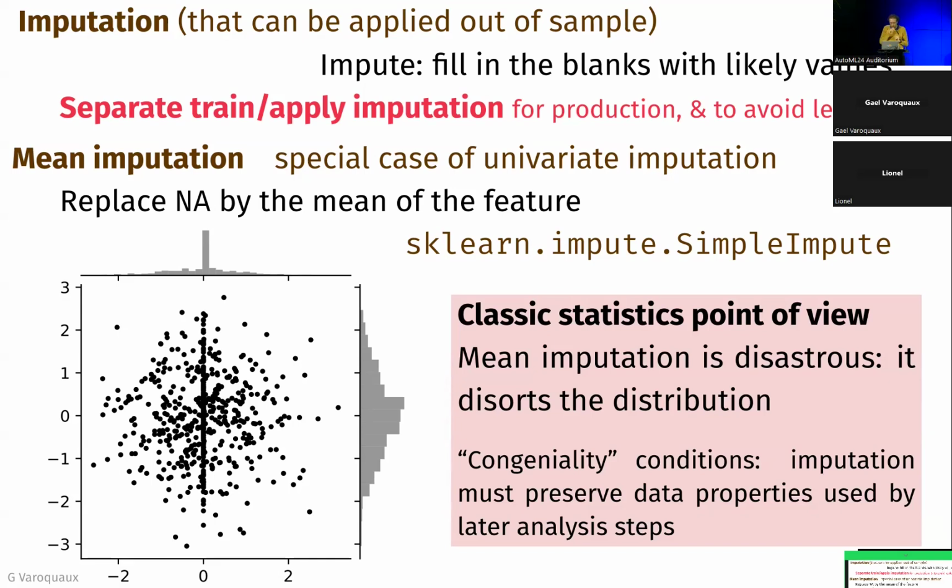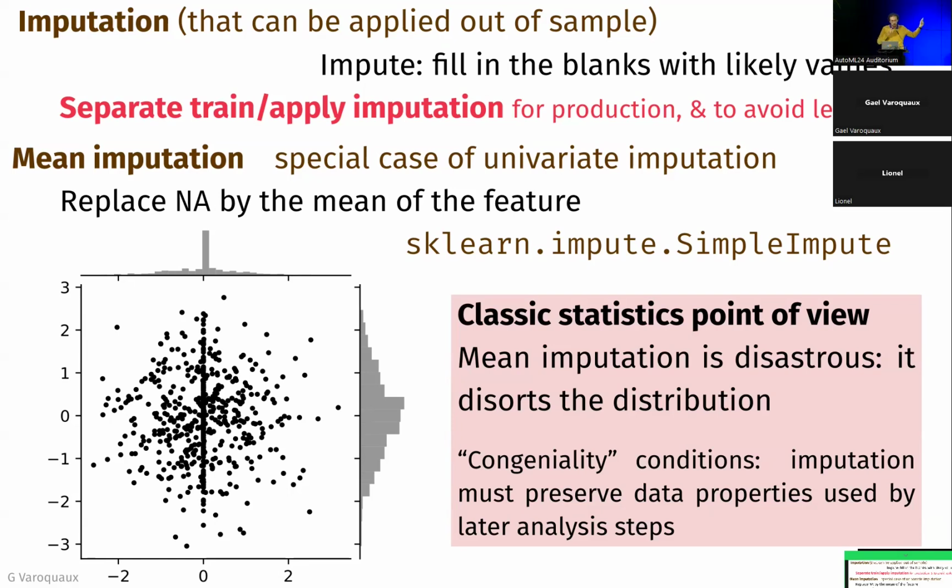separating training and applying the imputation is the mean imputation. So it's a special case of univariate imputation. You learn the mean on the train set, and then you replace all the missing values by the mean. This can be done in scikit-learn by the SimpleImputer. And if you take your classical textbook statistics point of view, you shouldn't do that. It's disastrous. Why is this disastrous? It's disastrous because it distorts the distribution.